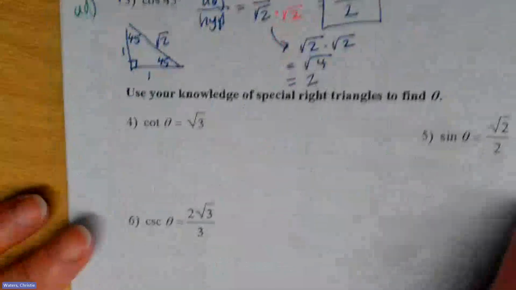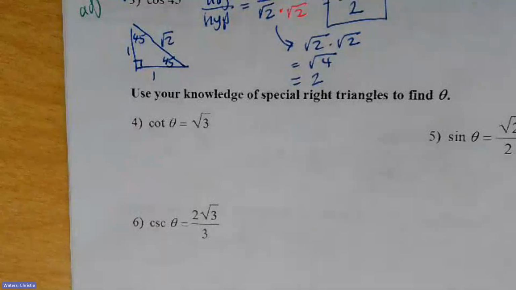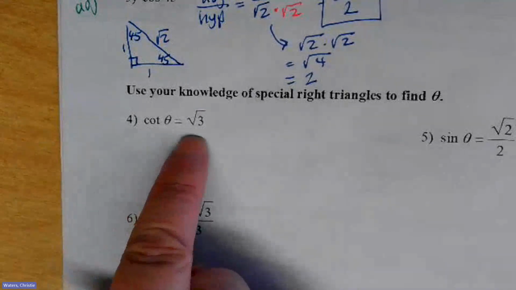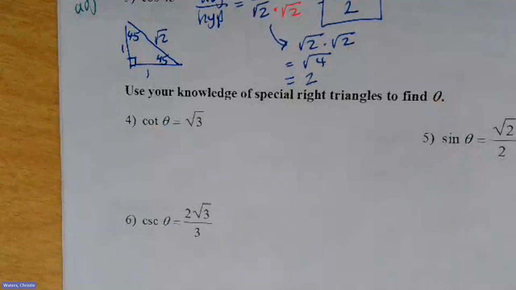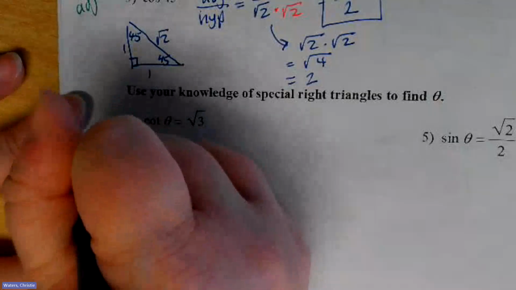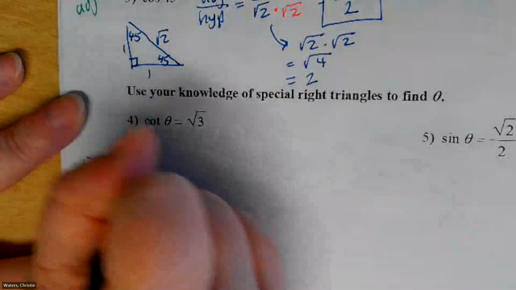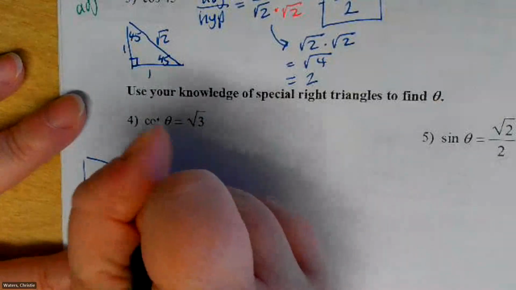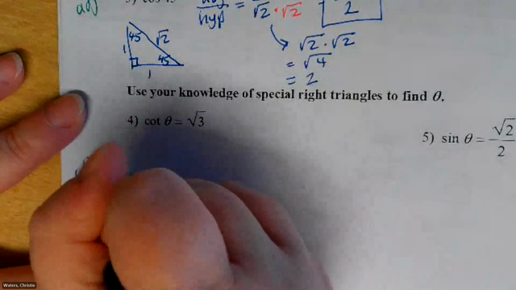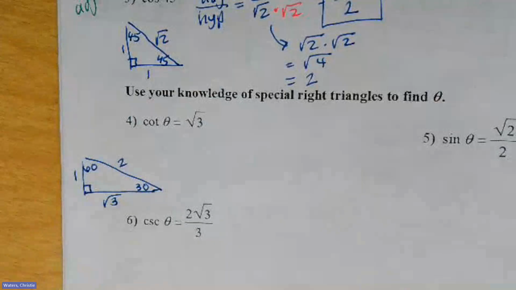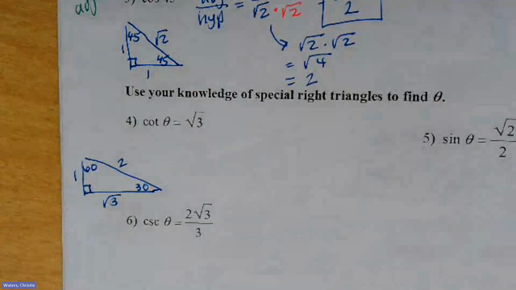All right, now let's move on to the bottom half of this assignment. This one's a little trickier, I think. Here they've got cotangent of an unknown angle equals the square root of 3, and we have to figure out what the angle is. Square root of 3 is a number that I see on my 30, 60, 90 triangle, so I'm going to go ahead and draw that.